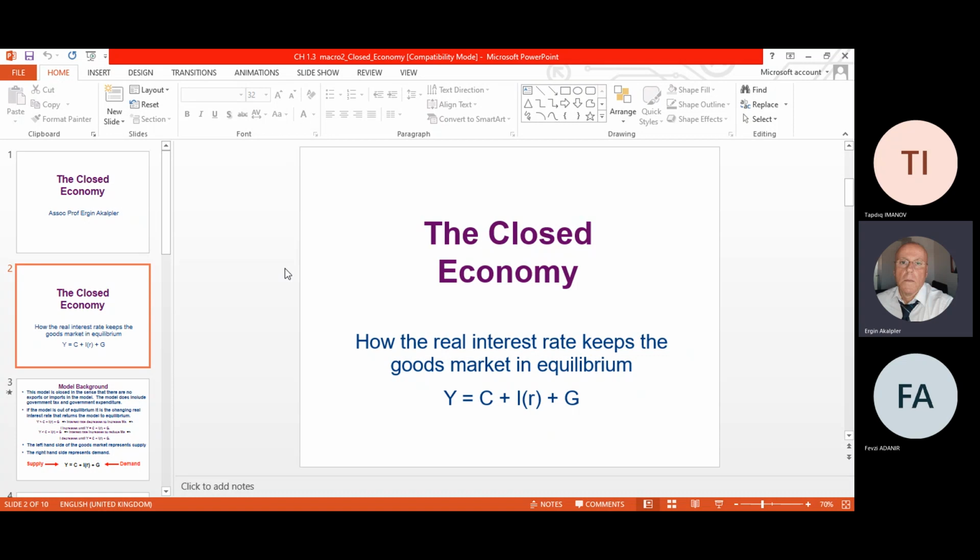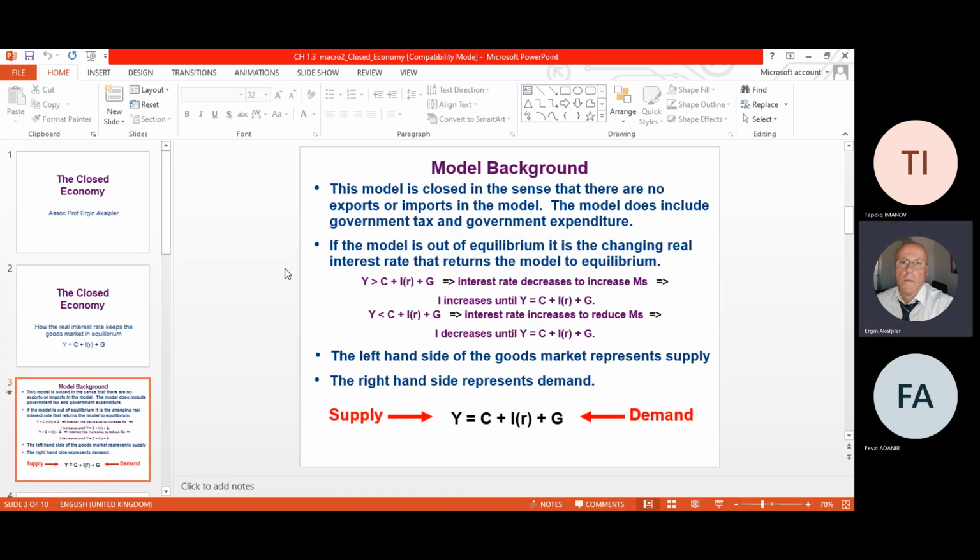Y is equal to C plus I plus G. Now we are adding here the R. R is the real interest rate, which means we are using investment and saving capital within the market, which we consider the interest rate, isn't it? Therefore, we add to the model the R, which is the real interest rate, not the nominal terms, but real terms.